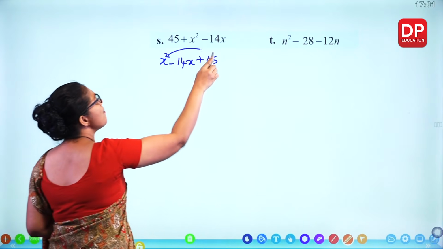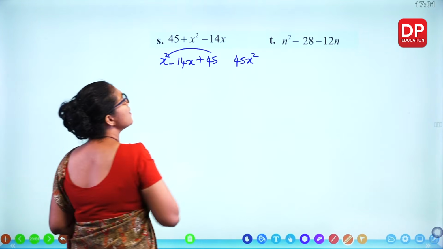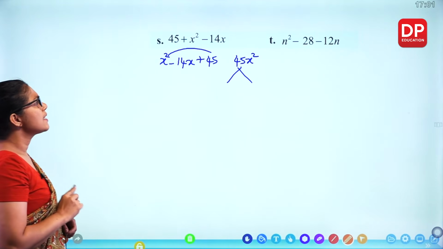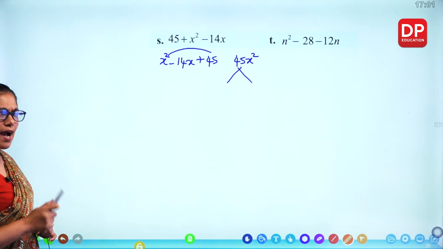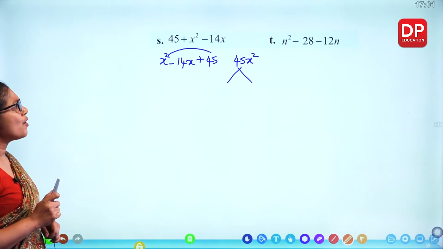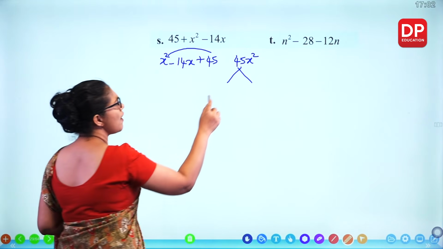Now again multiply these two. You need 45 x squared. What are the factors of 45 to get minus 14? Last term is positive and the middle term is negative, means both the terms should be negative. What are the factors of 45?